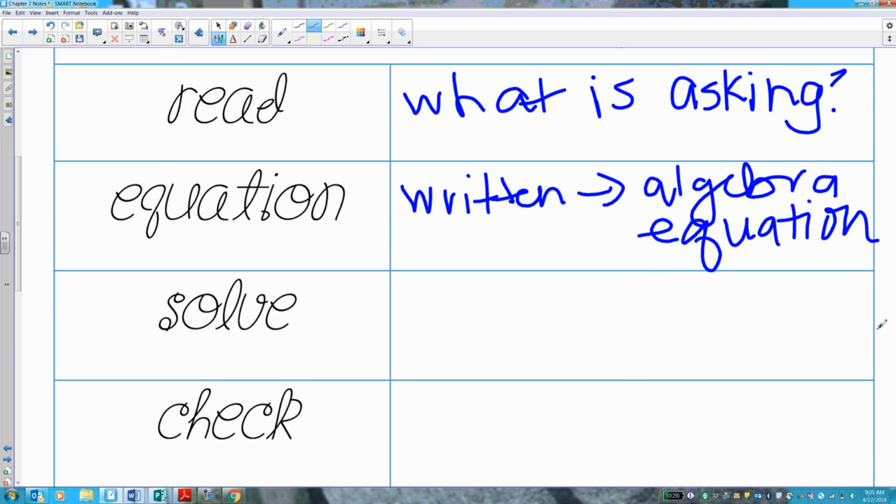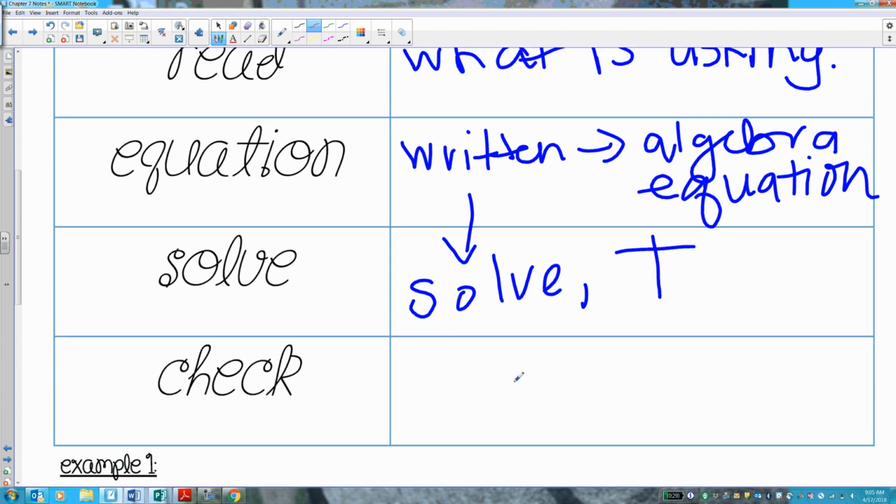The third step is going to be to actually solve what the question's asking for. So you're going to actually solve the equation you just wrote with your balance bar and all that fun stuff. So you're going to write the equation, then you're going to solve the equation. Then you're going to check it.